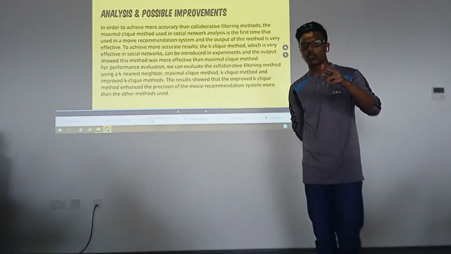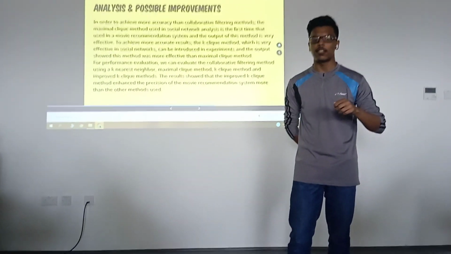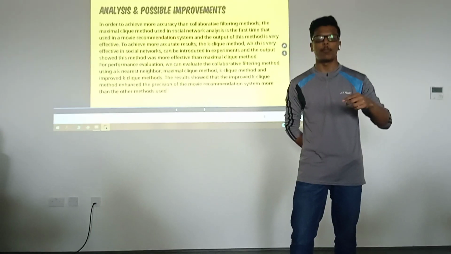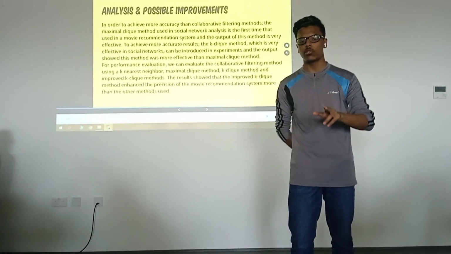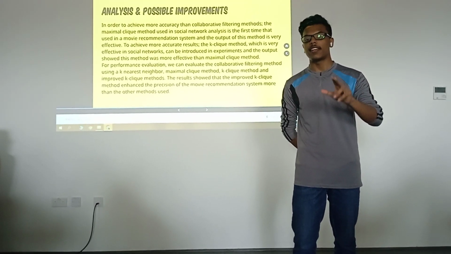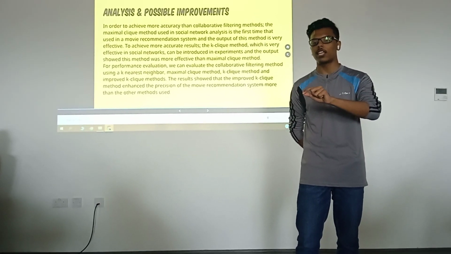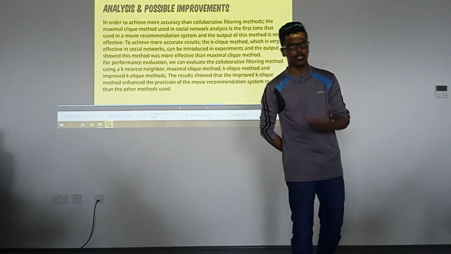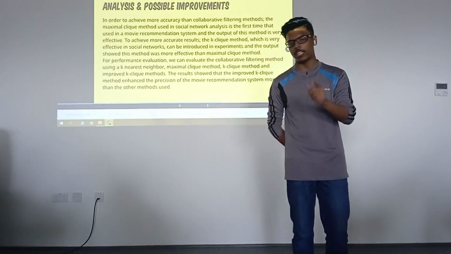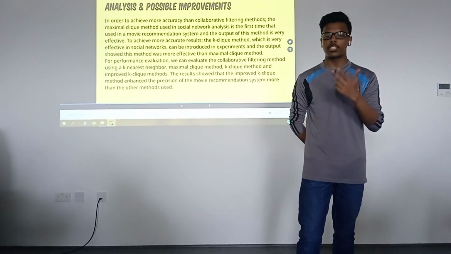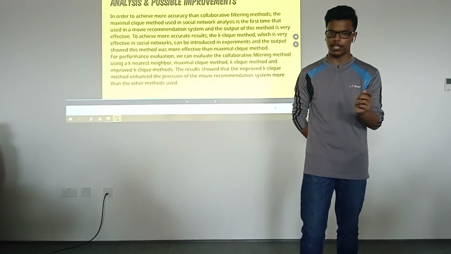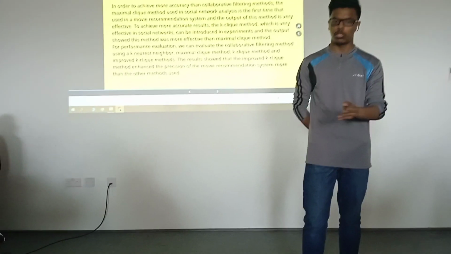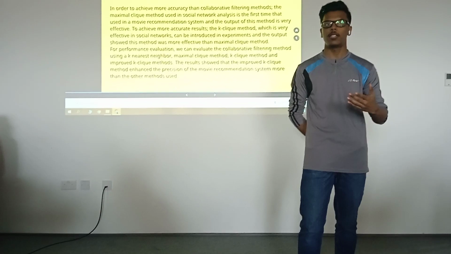So in order to achieve more accuracy than collaborative filtering methods, the maximal clique method is used in social network analysis. It is the first time it has been used in a movie recommendation system. Experiments have been conducted, and the output of this method has been very effective. To achieve more accurate results, the K-clique method, which is effective in social networks, can be introduced in future experiments.